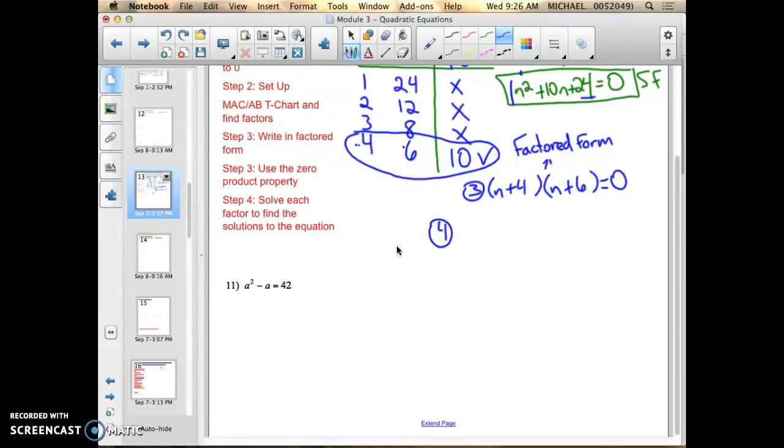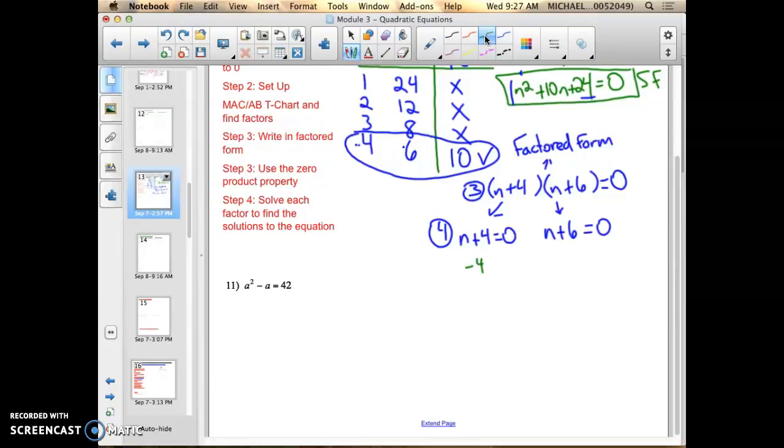Now for step 4, that is that process. I take each factor, n plus 4. It becomes free from the parentheses when I set it equal to 0. So n plus 4 equals 0. And n plus 6 equals 0. And then step 5, I just solve each of the factors. In this case, it's really easy. At times, again, it won't be as easy and it'll give you fractions, but for this case, it's pretty straightforward.